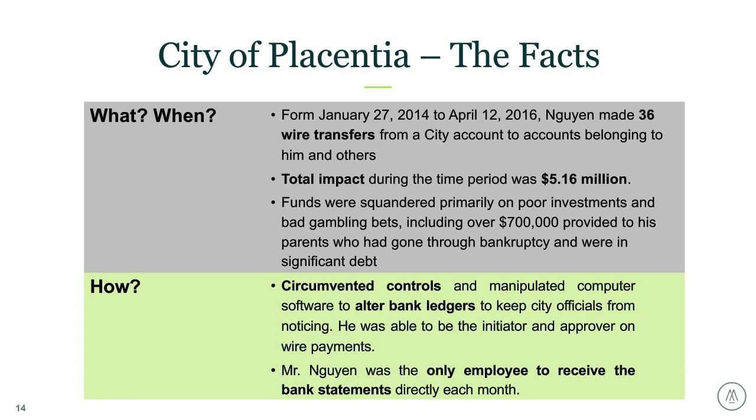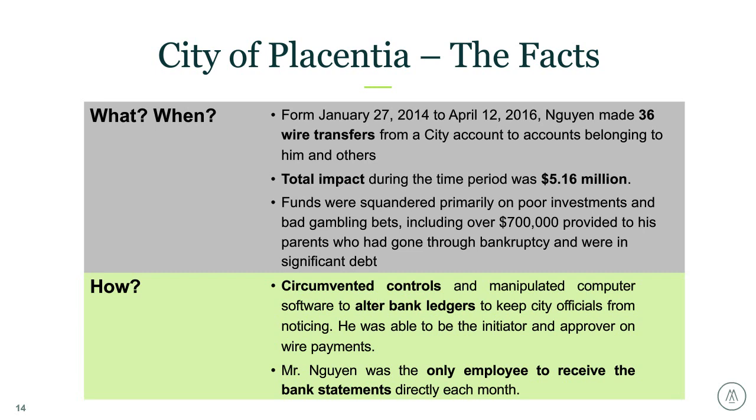So where did things go wrong? Well, over an approximate two-year period, Michael made 36 wire payments from the city to accounts belonging to him and other related individuals and organizations. And overall, he was able to get $5.1 million out of the city's accounts, which he then used for things like gambling, making poor investments, and for helping his parents who had recently gone through bankruptcy proceedings.